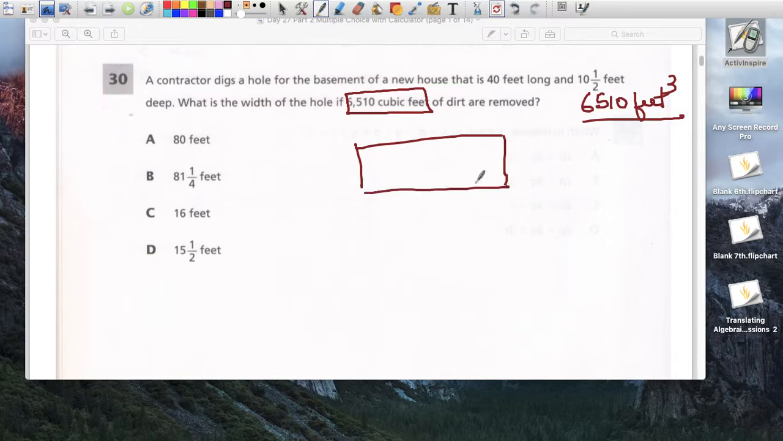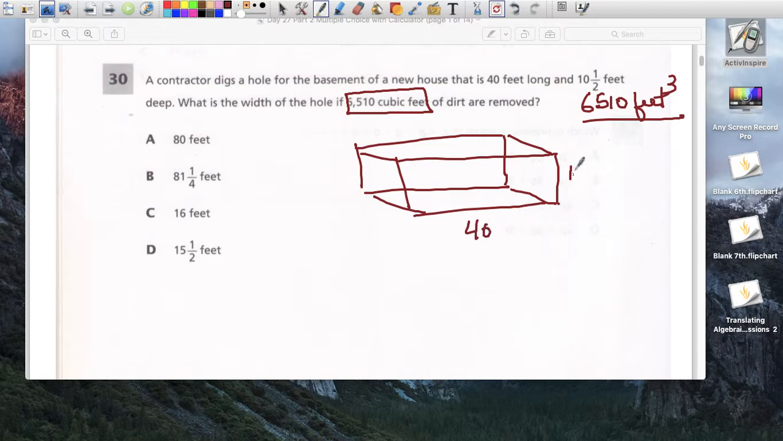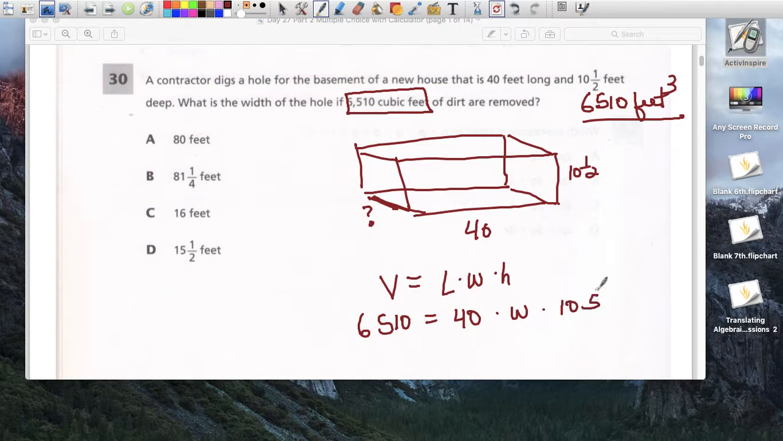So in this, I draw this. What do I know? I know that it's 40 feet long this way, 10.5 deep, up and down. And this line is what I'm missing. So I'm going to put a question mark over here. So we want to know what the width is. So volume equals length times width times height, because we're given that the volume is 6,510. The length I know. The width I don't know, so I'm going to just leave it as W. And the H I do know, 10.5.